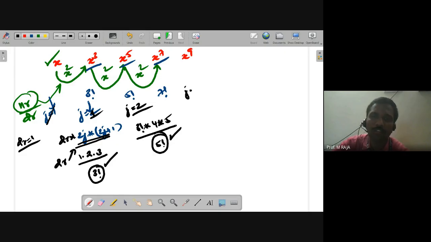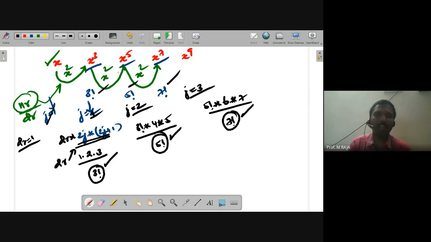Likewise here, to process the 7 factorial, for j is equal to 3, current denominator is 5 factorial. When this is multiplied by 2j into 2j plus 1, 2j is 6, 2j plus 1 is 7, 5 factorial into 6 into 7 is 7 factorial. So the denominators 3 factorial, 5 factorial, 7 factorial, etc. are achieved in this logic.